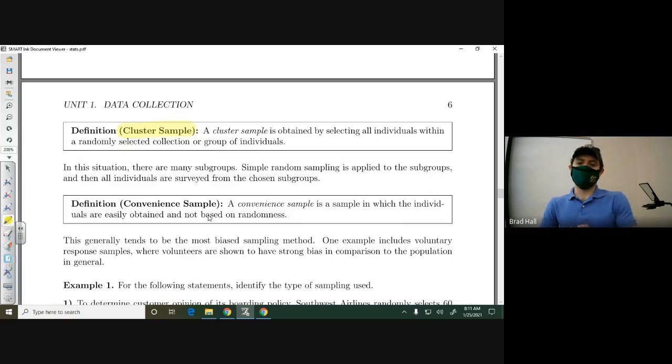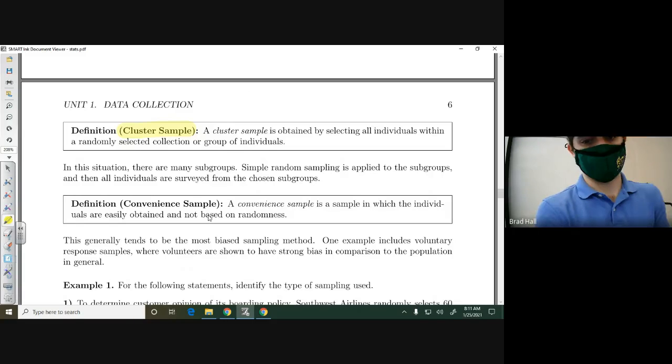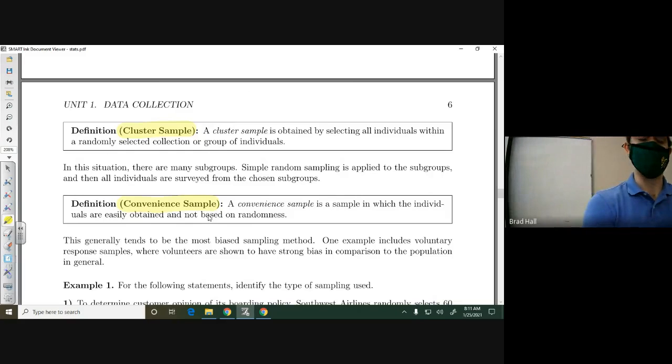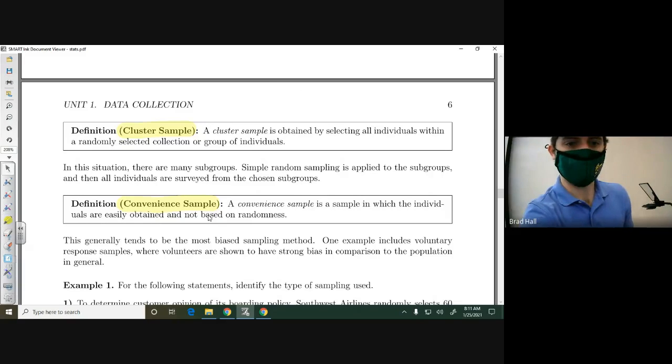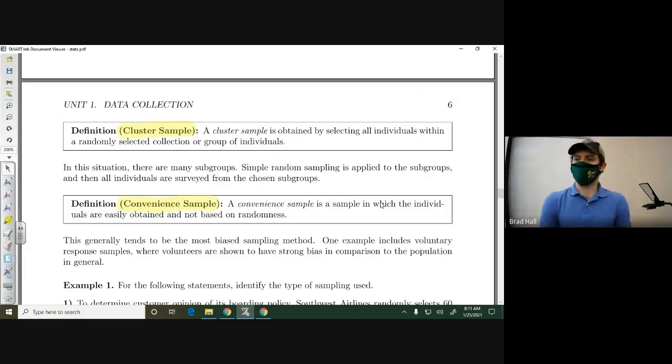And then there's a convenience sample, which is the worst form of sampling, which is probably the one that we would all naively do if we weren't aware of its inherent bias. Any time in which individuals are easily obtained and not based on randomness, you're inherently going to introduce bias. This is sort of the flaw with, say, going to the Breezeway in Southeastern and surveying a bunch of people.